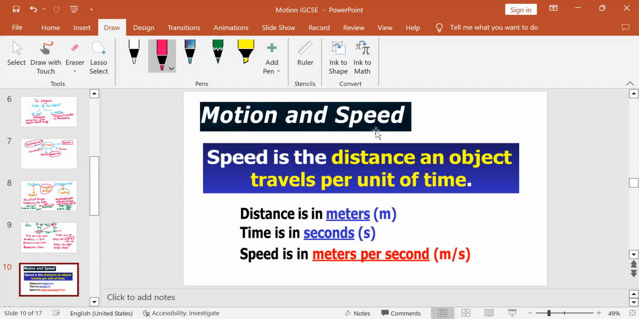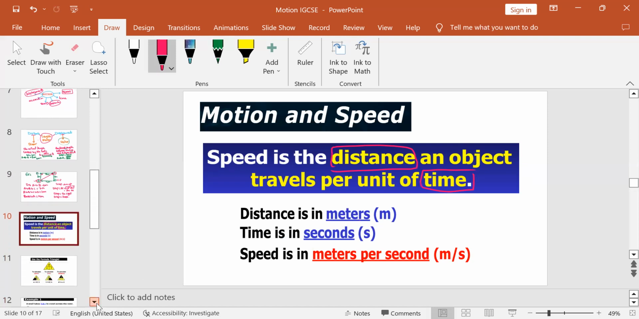Motion and speed. What is speed? Speed is the distance an object travels per unit of time. To calculate the speed of the object, you need to identify two quantities, which are distance and time. We know that distance is measured in meters and time is measured in seconds. So what is the unit of speed? Meter per second.